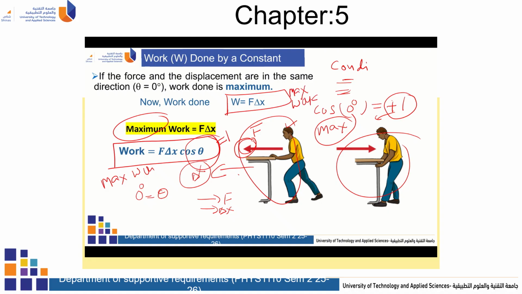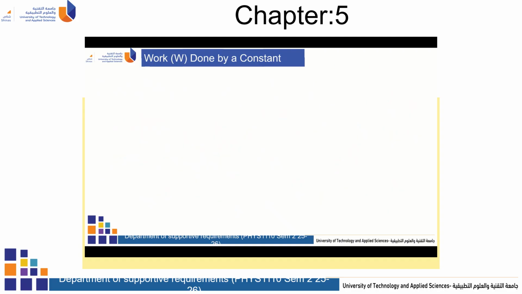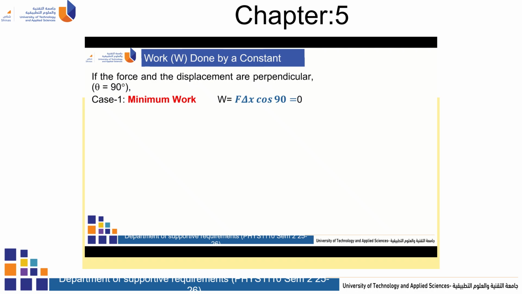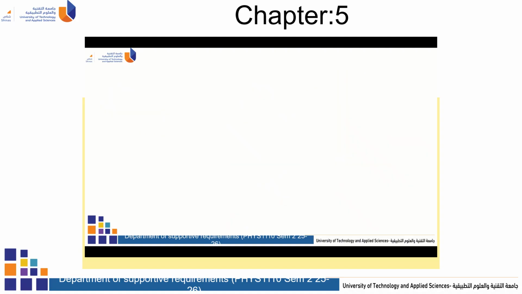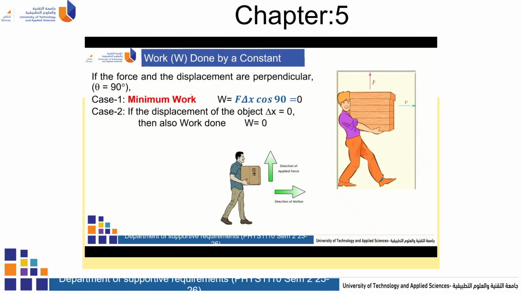In a similar way, the work can also be minimum. The work is minimum or sometimes zero. When it is minimum, actually there are two conditions. For the work to be minimum, this is case number one, meaning one type.